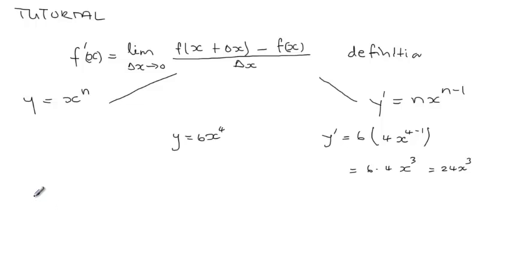Same thing. We looked at trigonometric functions like cosine. We put cosine through this definition, and we arrived at the fact that when we differentiate cosine, y prime is equal to minus sine x.